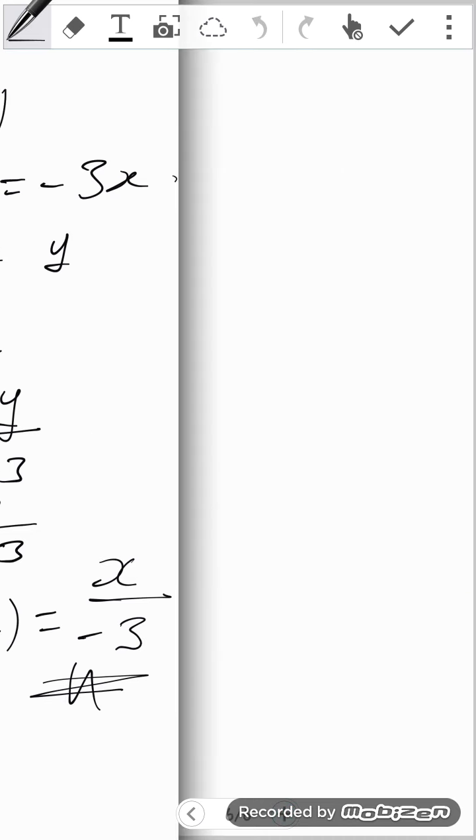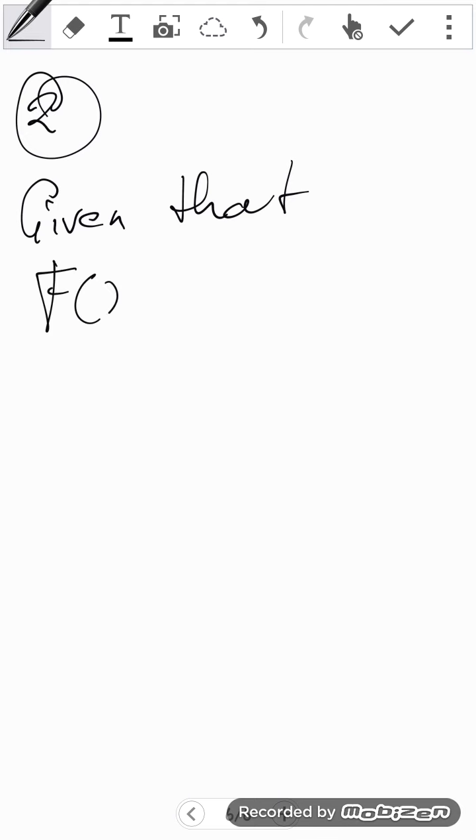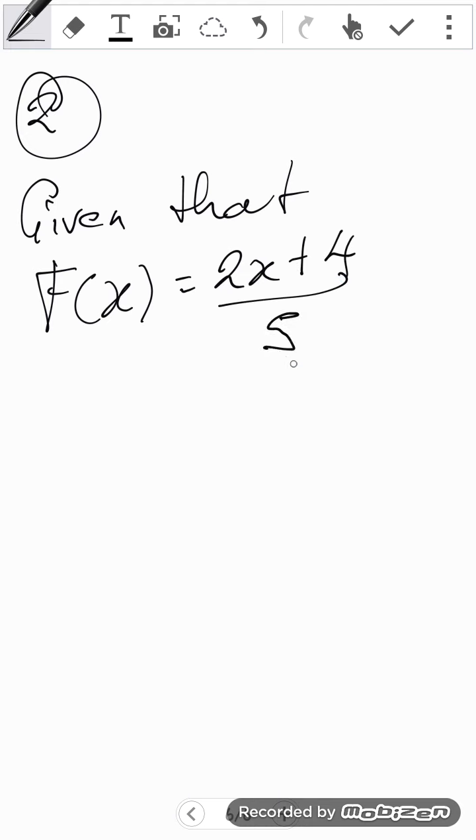Alright, let's try and look at example number 2 so we can quickly understand how these things can be brought. So let's say it's given that f of x is equal to 2x plus 4 over 5.